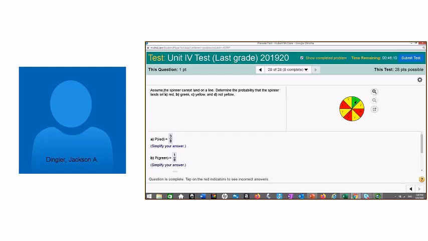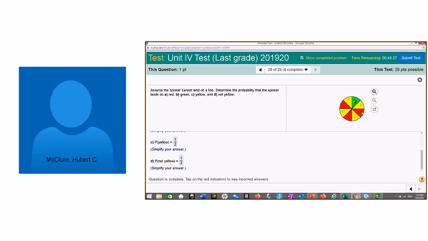Okay. Assume the spinner cannot land on a line. Determine the probability that the spinner lands on red, green, yellow, and not yellow. Okay, so let's look at red. First of all, how many triangles are there? 1, 2, 3, 4, 5, 6, 7, 8, like a pizza. So how many are red? 3 of them. 3 out of 8. How many are green? 1. 1 out of 8. And of course, yellow would be 4 out of 8, which would be 1/2. Right there, 1/2.